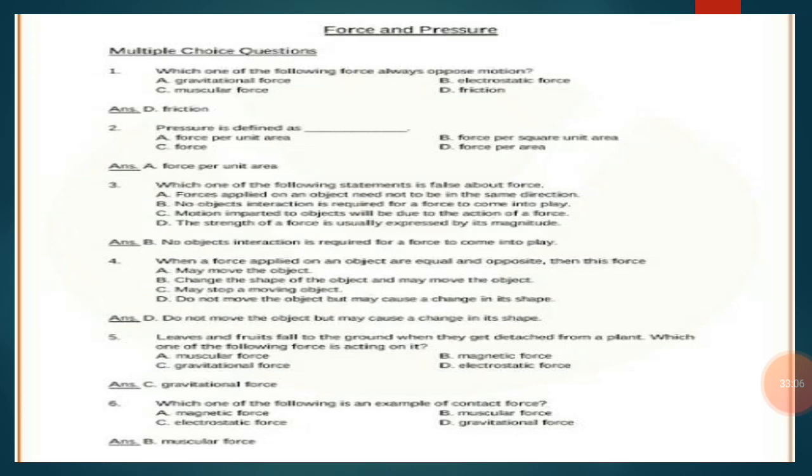Question number 5 is: the leaves and fruits fall to the ground when they get detached from a plant. Which one of the following forces is acting on them? The answer is gravitational force. The last question is: which one of the following is an example of contact force? The options are magnetic force, muscular force, electrostatic force, and gravitational force. The answer is muscular force. Muscular force is an example of contact force.